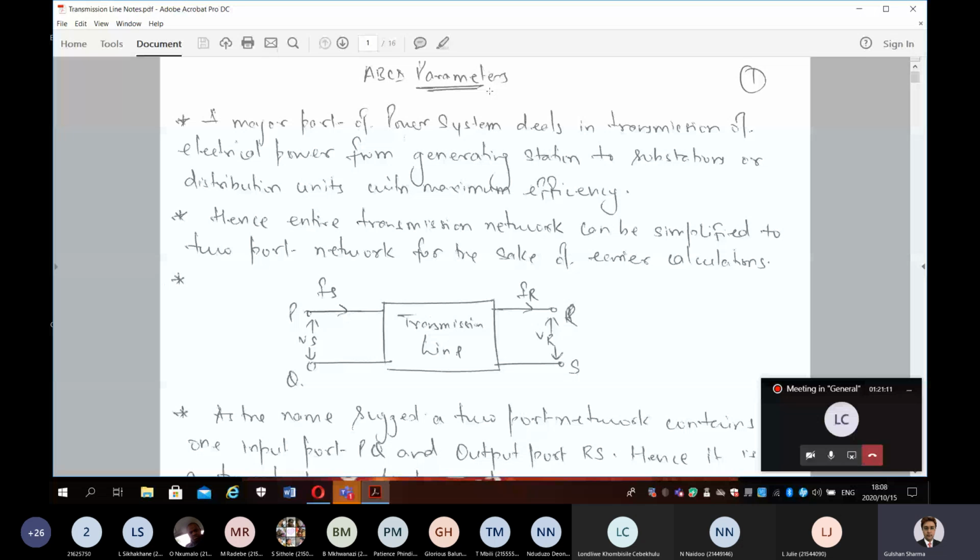That is why transmission lines play a very important role in transferring electrical energy from generating stations to the substation, the distribution centers, or the load center with maximum efficiency. For example, 100 megawatts is generated in a thermal power plant, maybe hydro or maybe nuclear. It's a very simple example. Then we want minimum losses across the length of the line.